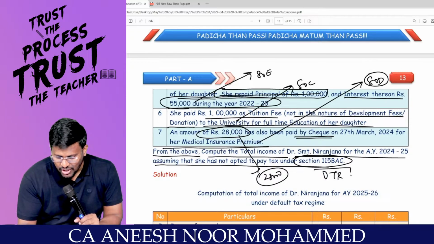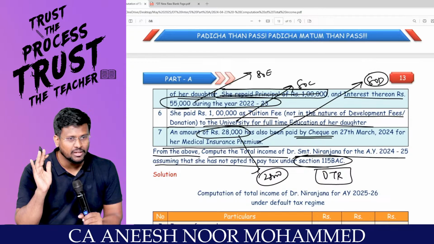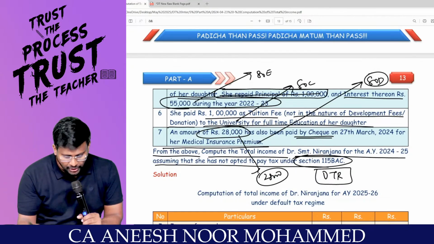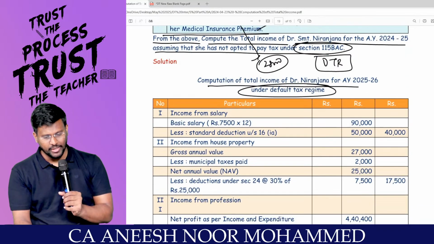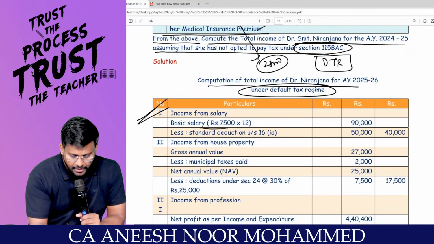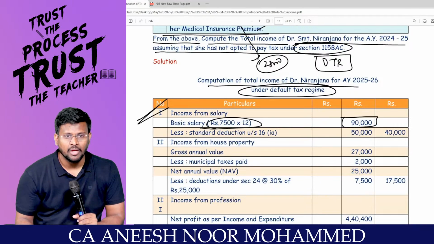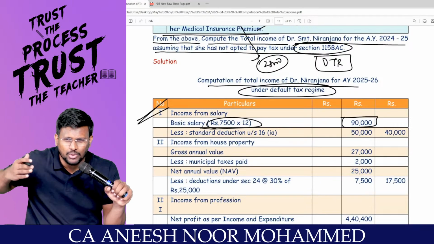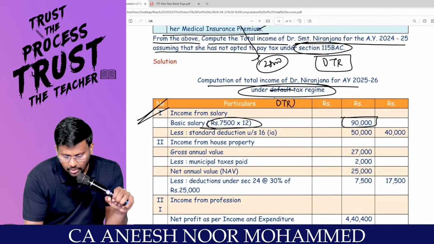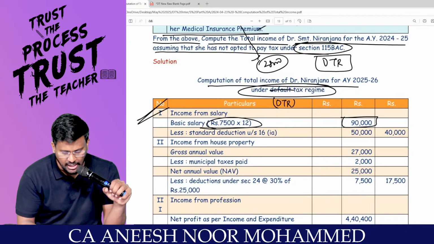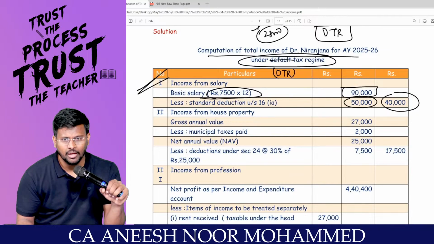Optional tax regime, correct? That means everything can be claimed, including section 35. Computation of total income of Dr. Niranjana for the assessment year 25-26. Income from salary: basic salary, sir, 7,512. This is not a P&L account item, right? 90,000. Since she decided to travel through the optional tax regime, how much is allowed? 50,000. So 90 minus 50, 40,000.